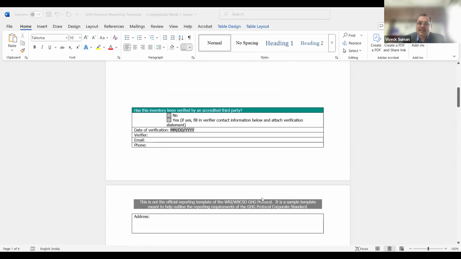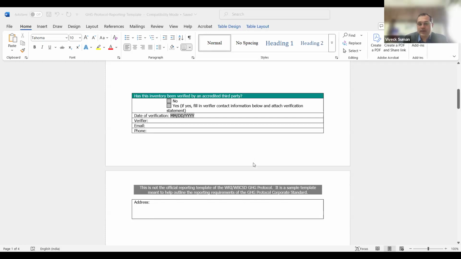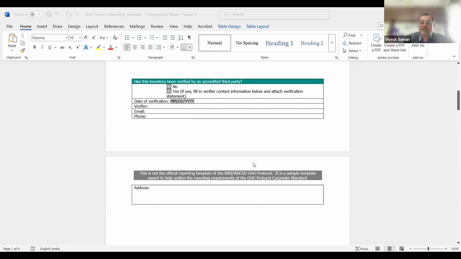Now, this is the verification. Either you should be getting it done by third party accreditation or as a head of the department, you should do it yourself. Yes or no? If it is accredited third party, then you put yes. If not, you put no, and still you put the date of verification, which is internal, right? You have to put the verifier name, which will be you, and email and phone number of that person, so he can be contacted in case of confusion.